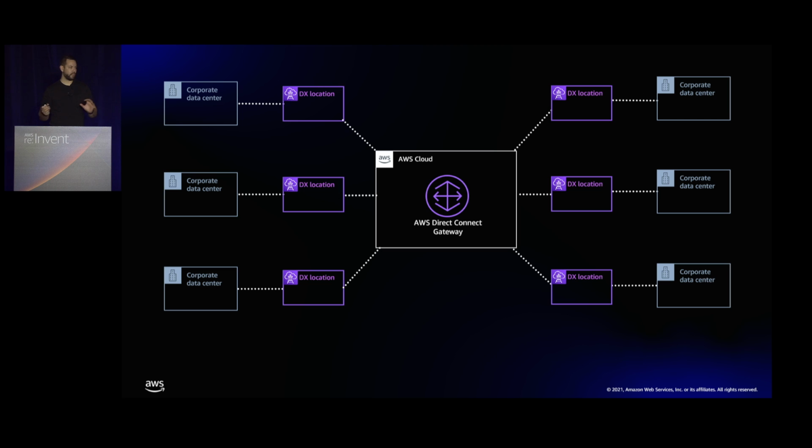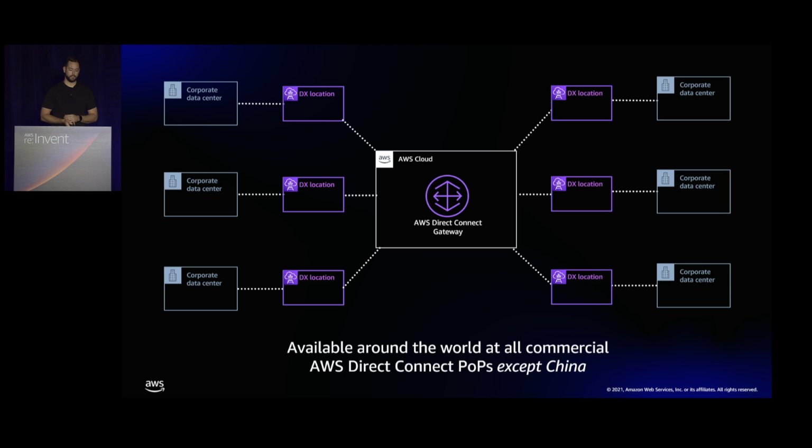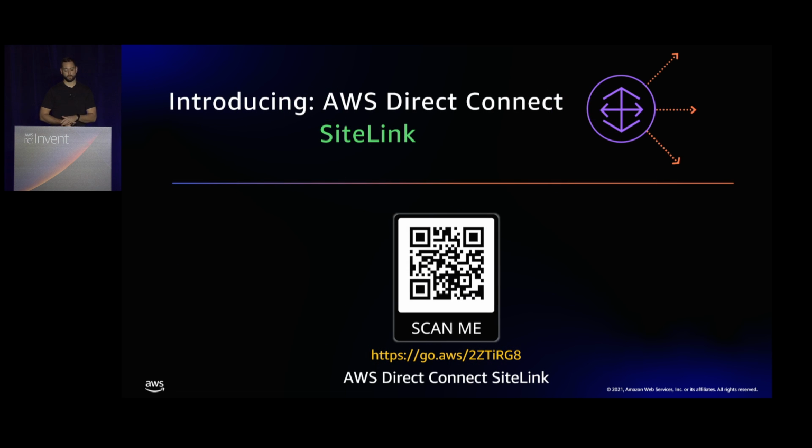Now, I think there's two themes for networking in this re:Invent. I would say there's IPv6 and a whole bunch of the stuff that Alex has been talking about, but I'd also say global connectivity is the other theme that we're really seeing this year. So that leads me to, and Direct Connect Gateway is for all POPs except China, but this leads me to the next service. There's a quick QR code for SiteLink if you'd like here, if you want to take a quick photo of that.